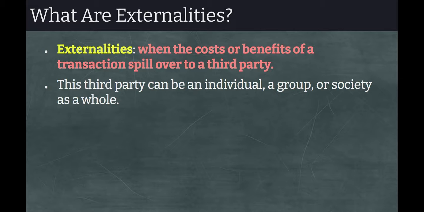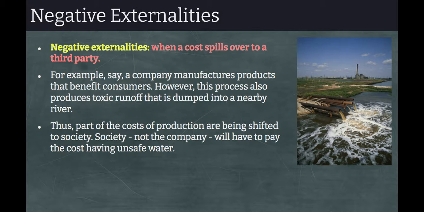All right, so externalities are when the costs or the benefits of a transaction spill over to a third party. So make sure you write down externalities as the term, and then that pink part is the definition. So this third party can be either another individual, a group, or it can be society as a whole. Externalities can be either positive or negative. So negative externalities are when the cost spills over to a third party. So negative externalities, that's the term you're going to write down, and then that pink part is the definition.